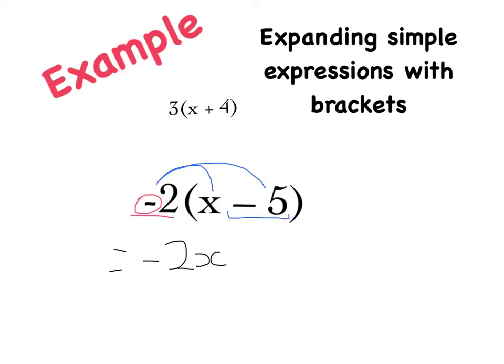How do I know it's a negative 5? Because there is a negative sign in front of the 5. Negative 2 multiplied by negative 5. My signs are the same. It becomes positive. Positive 10. So my answer becomes negative 2x plus 10. And that's expanding simple algebraic expressions with brackets.